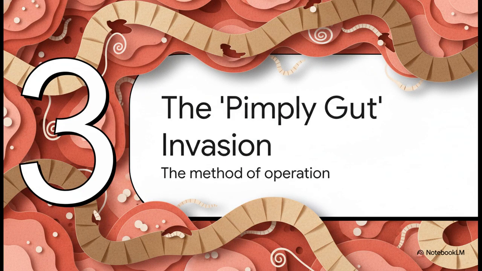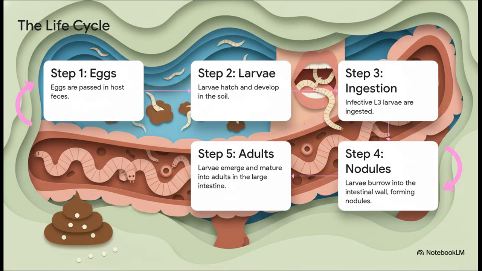So how in the world does this worm actually invade the body and cause such incredible damage? Well, to get that, we need to take a look at its really fascinating and honestly pretty destructive life cycle. The life cycle is what we call direct, which means it doesn't need an intermediate host to get the job done.